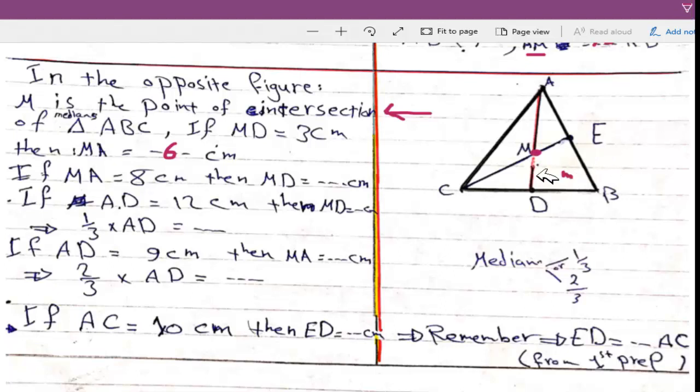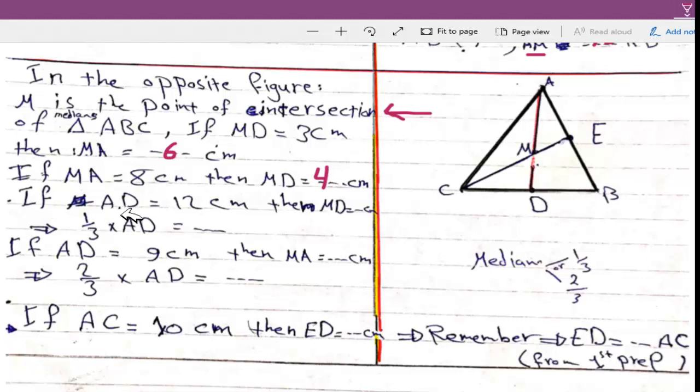So I will erase this to answer the second question. If MA is 8, that is another one. Okay, MA is 8, so MD is half of this, so MD will be 4. It's too easy. Then I will erase this.